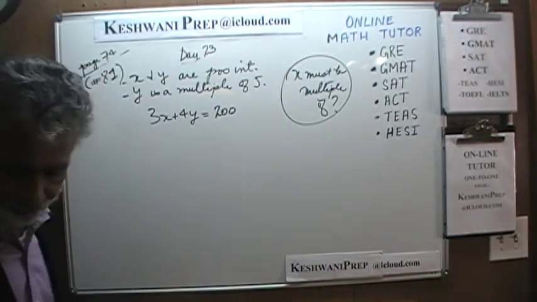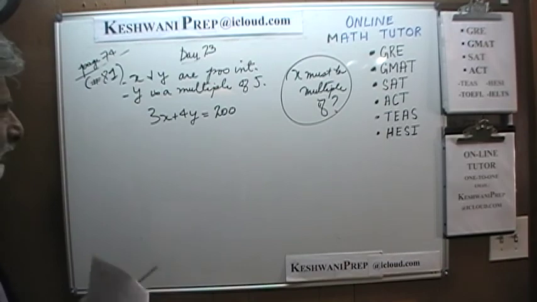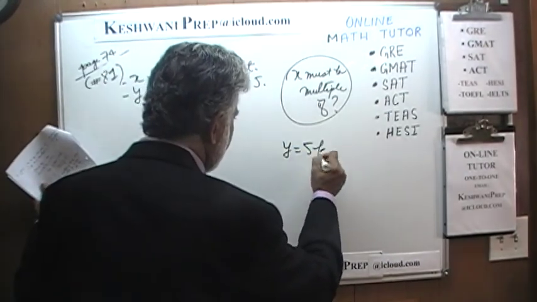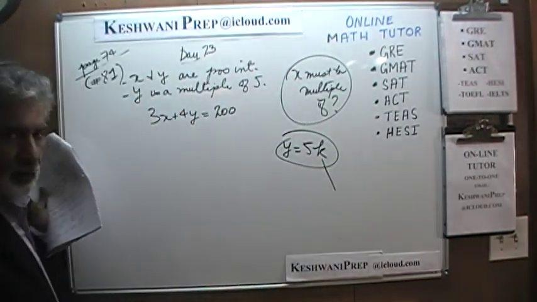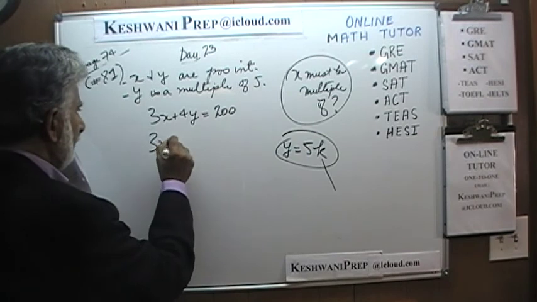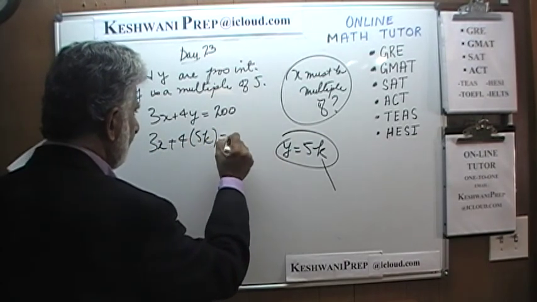Let's see what we can do. We know that y is a multiple of 5. So let's write down y as 5 times some number k. Some k is some number, and you can see y is a multiple of some number. So 3x plus 4 times y, which is 5k, equals 200.